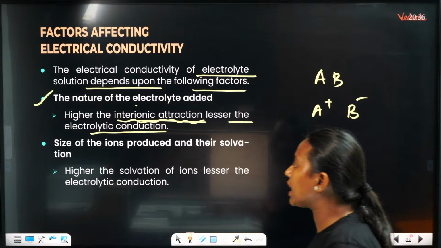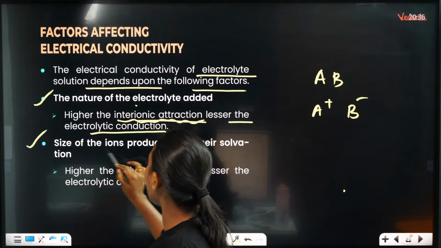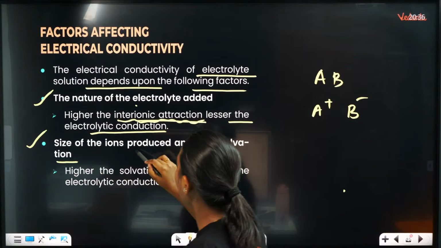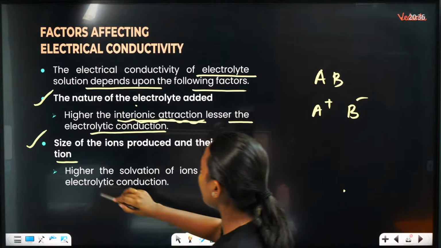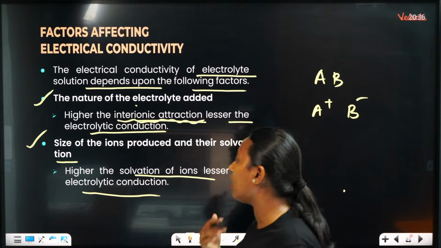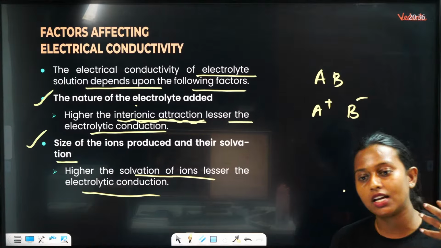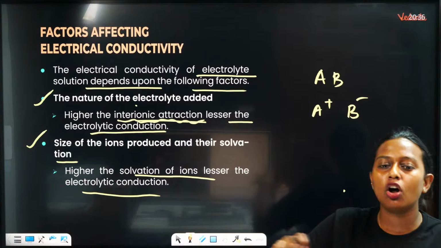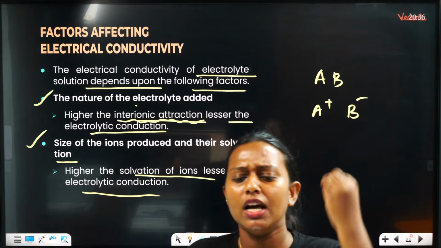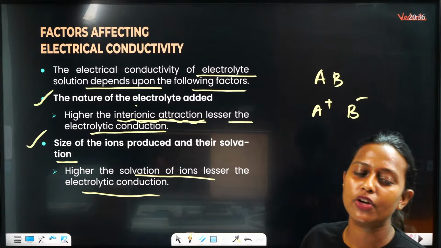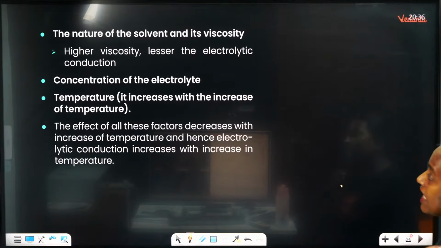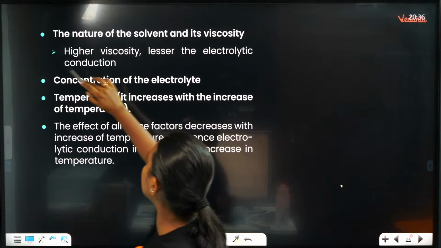Then we are moving to the second point: size of the ion produced and their solvation. The higher the solvation of the ion, the lesser the electrolytic conductance. If solvation is higher, solvation happens more easily, and that means conductance will reduce.